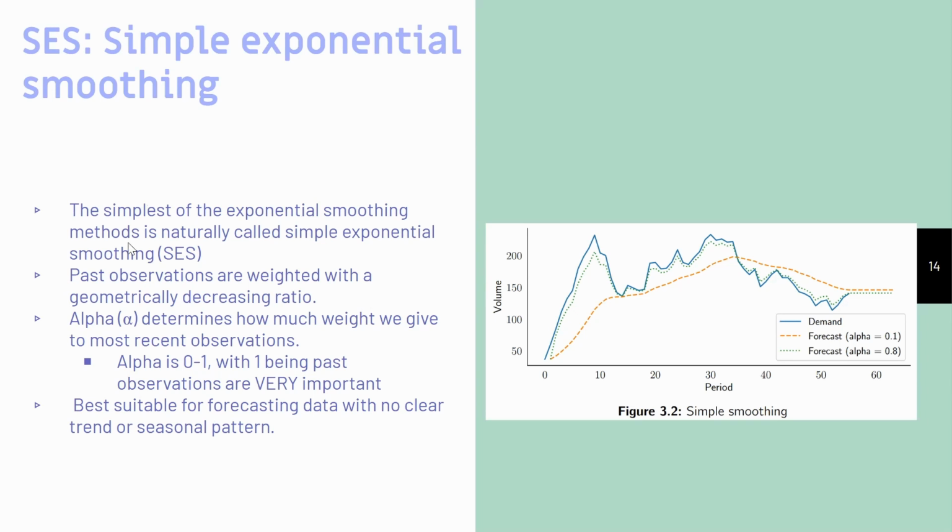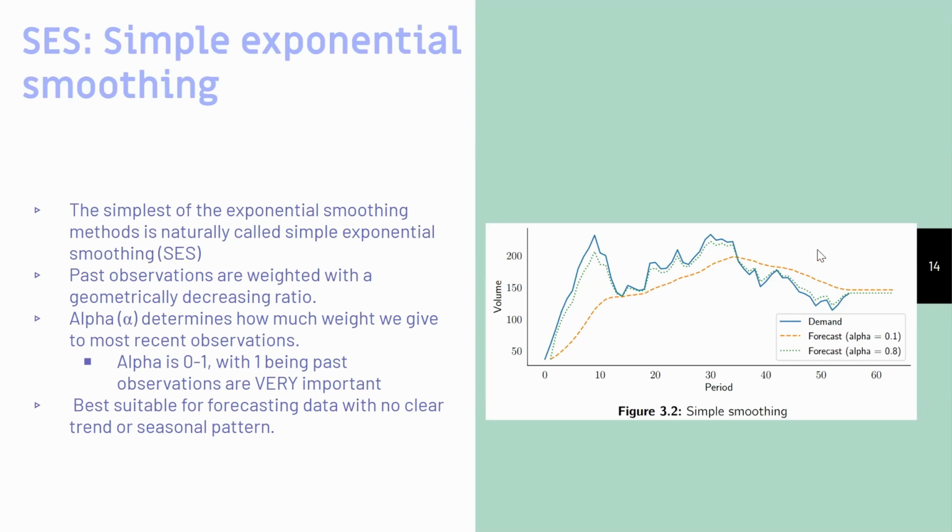So SES is simple exponential smoothing, and as it sounds, it's the simplest of the exponential smoothing models, so it's naturally called simple exponential smoothing. What it does is essentially weight past observations with a geometrically decreasing ratio. That's why it's exponential, so it's exponentially less. And the alpha value determines how much weight we give to the most recent observations.